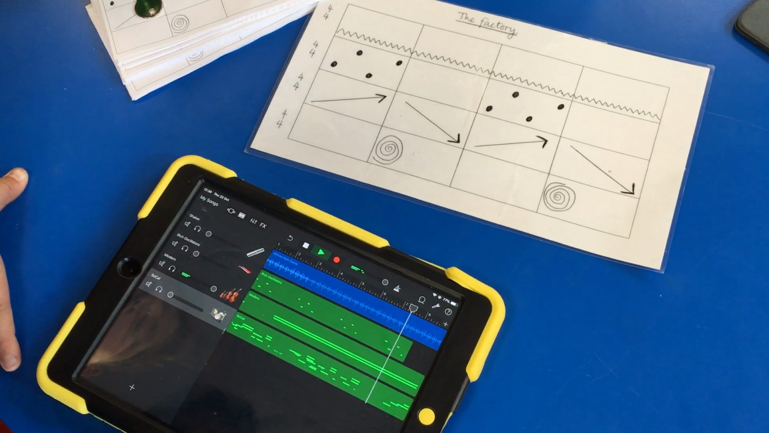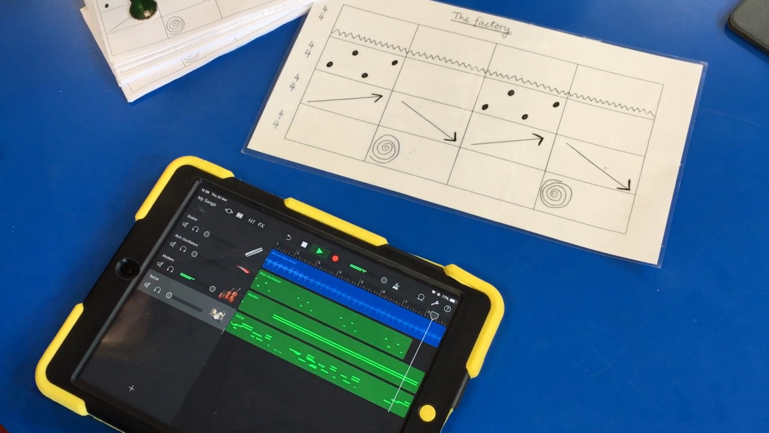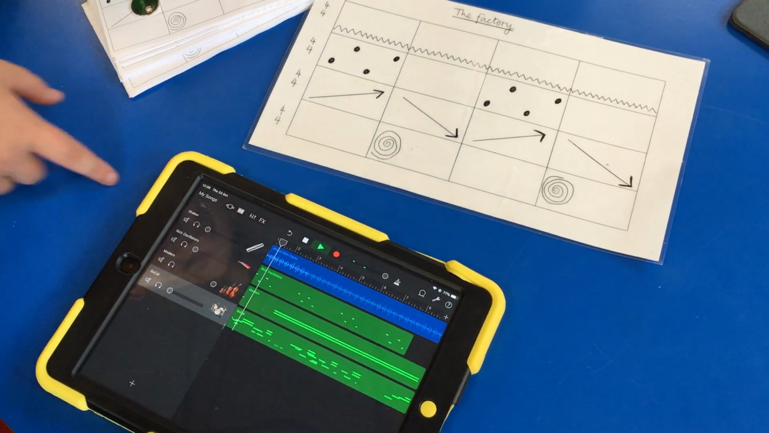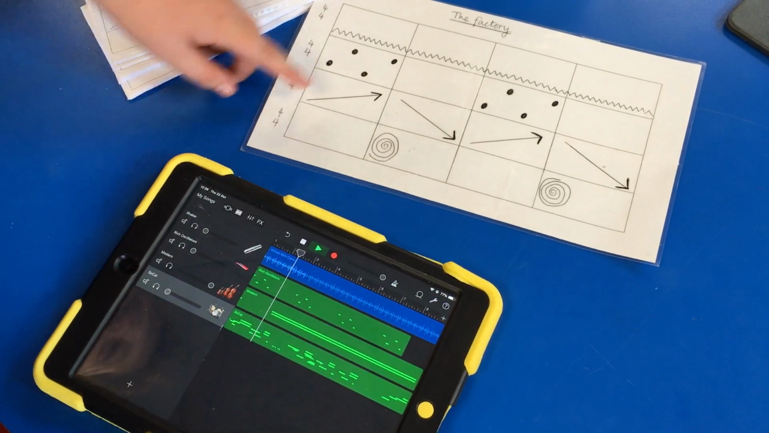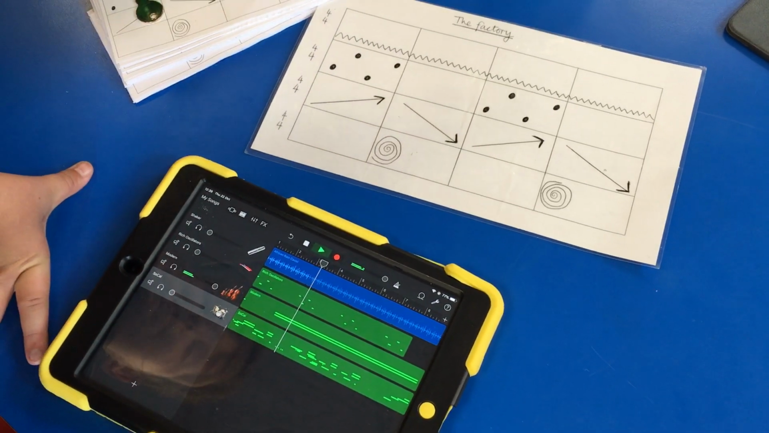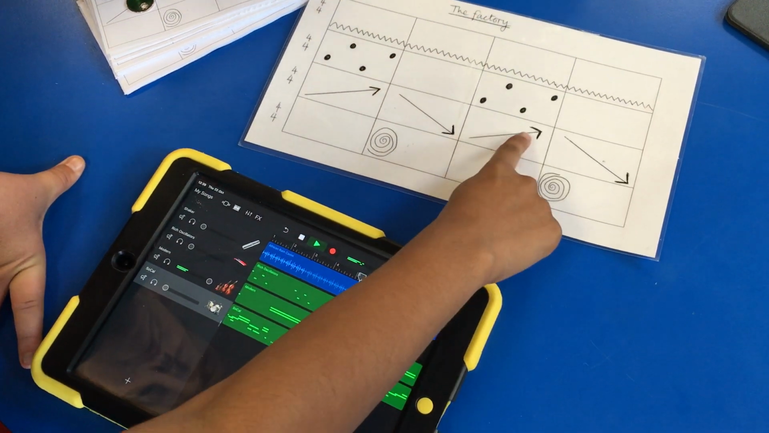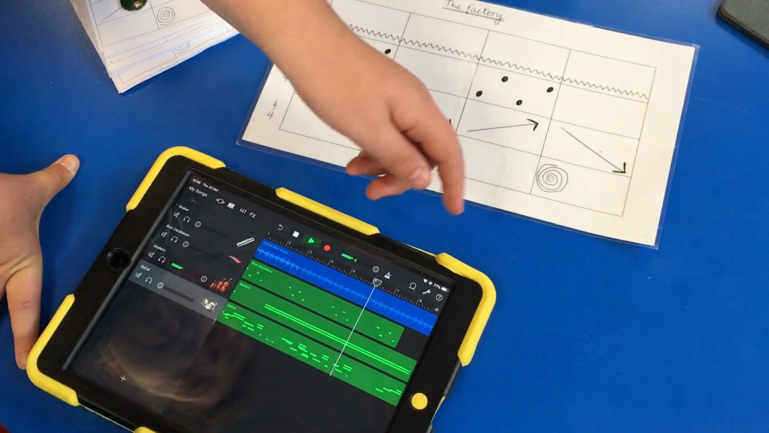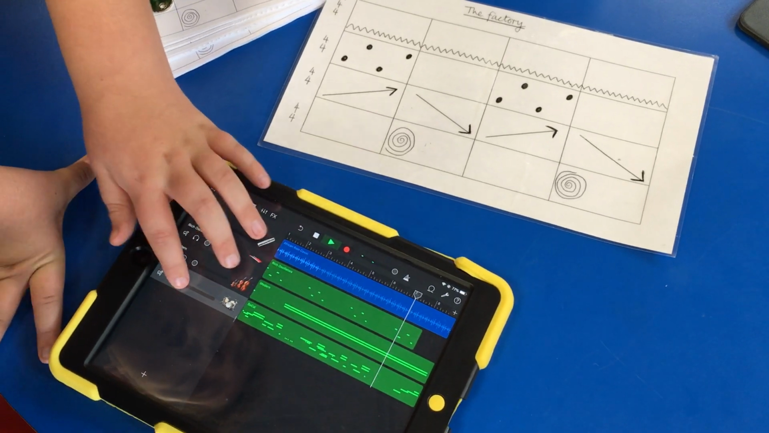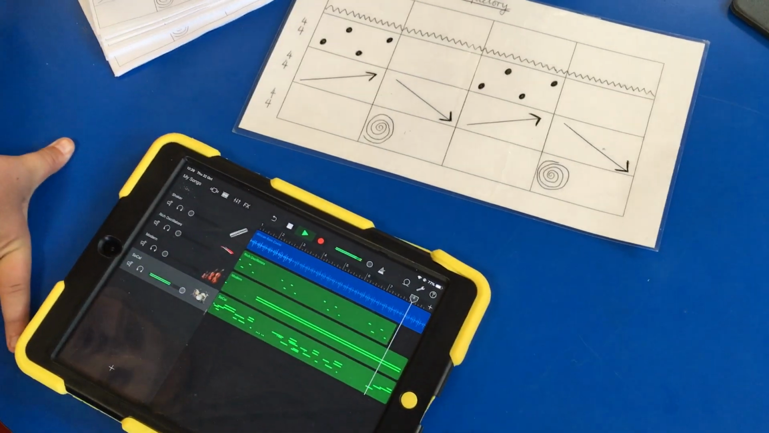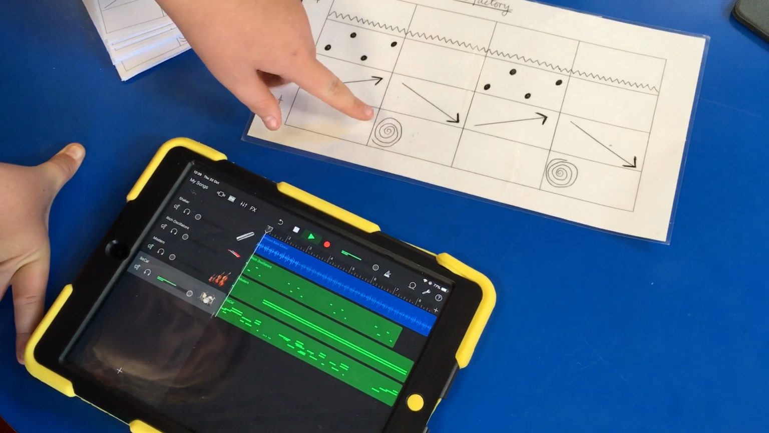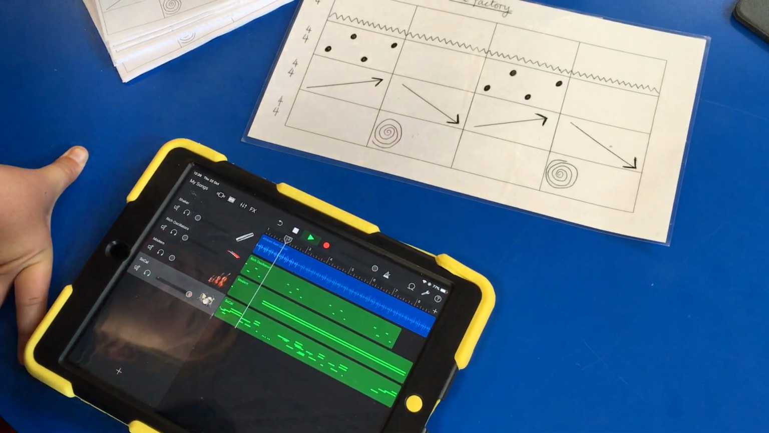Bass, was it? No, violin. It was like a bass or violin. And we chose it for the arrows because it went up, and then it went down, and then up, and then down. And now for the drums, the swirls, we chose the drums because it kind of fit in.